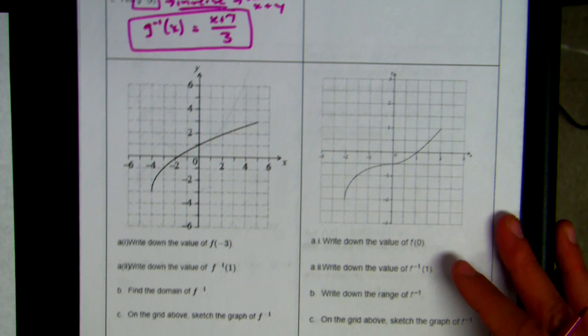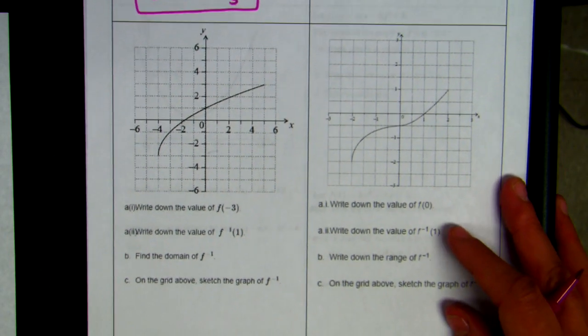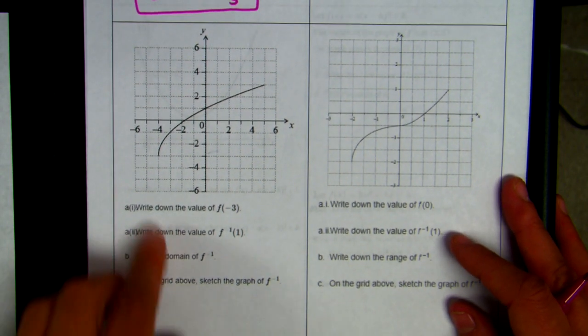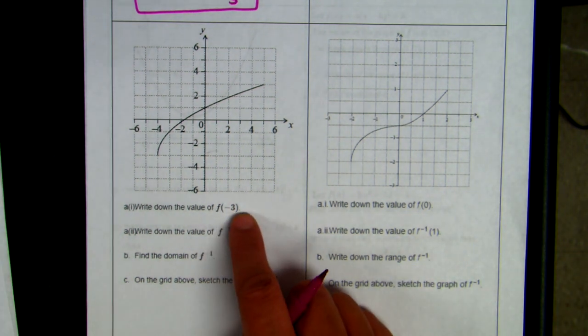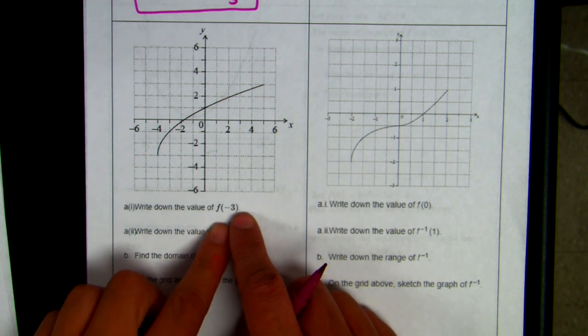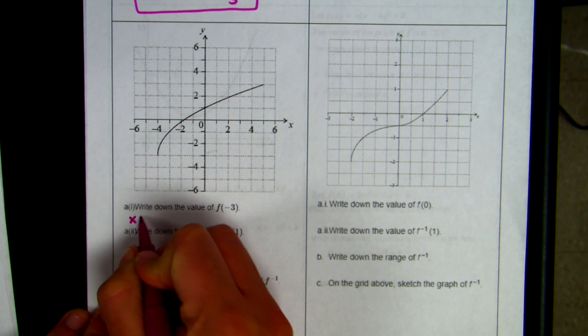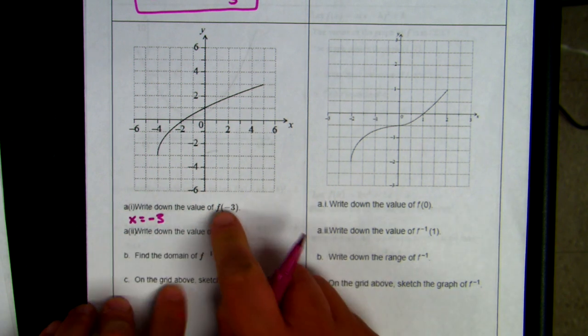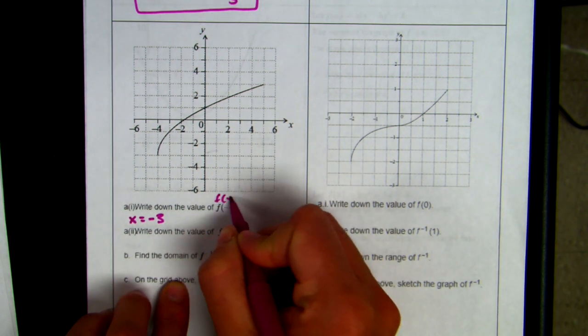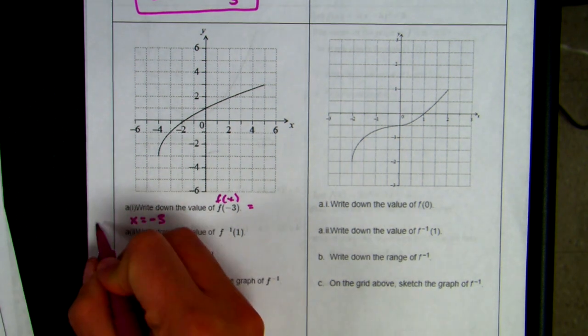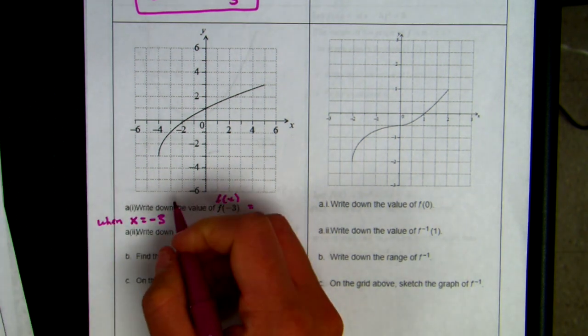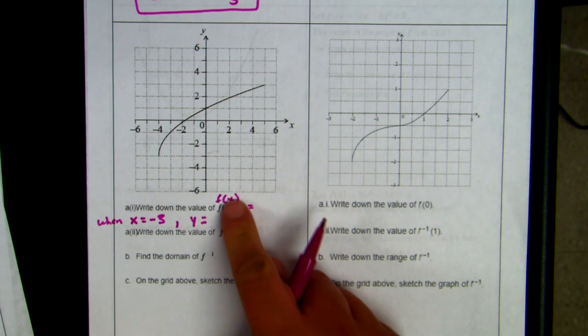Let's look at one more question like this. Here we've got some graphs. This says write down the value of f to the negative 3. Well, the tricky thing here, we know that x is equal to negative 3, right? And this is f of x notation, so I know x is equal to negative 3. This is asking me when x is equal to negative 3, what is y equal to?